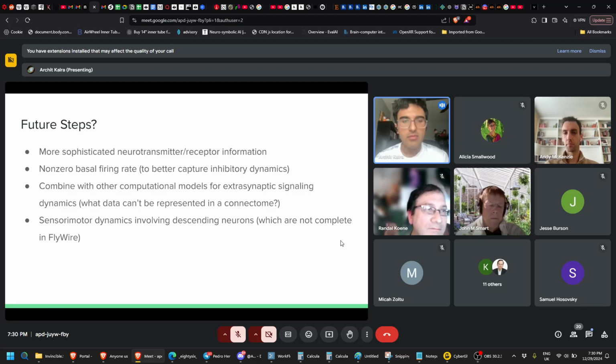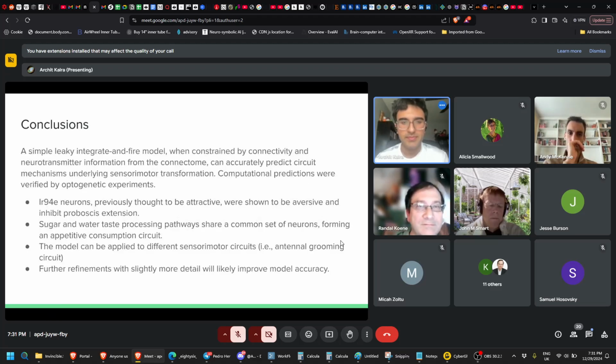So future steps may be to have more sophisticated neurotransmitter or receptor information, having a non-zero basal firing rate to better capture inhibitory dynamics, which is something we specifically saw with the phantom neuron earlier, and combining it with other computational models for extrasynaptic signaling, which is something that's been seen with C. elegans before as well, specifically what data cannot be represented in a connectome, and trying to add that onto a model like this. And then focusing on sensorimotor dynamics involving descending neurons, which are not complete in Flywire, especially the ones related to spinal tract and so forth. Maybe not in Drosophila, but in future animals.